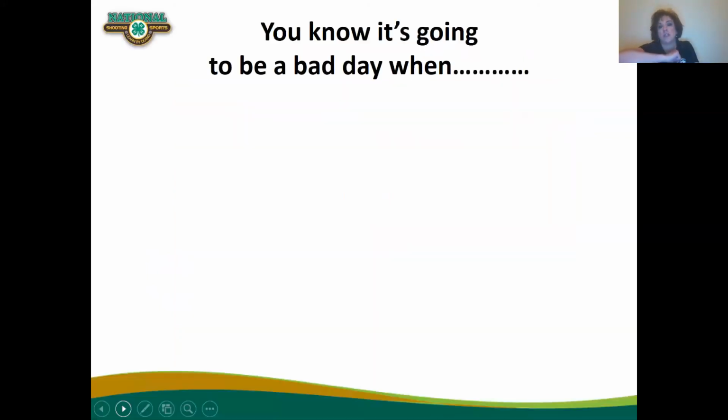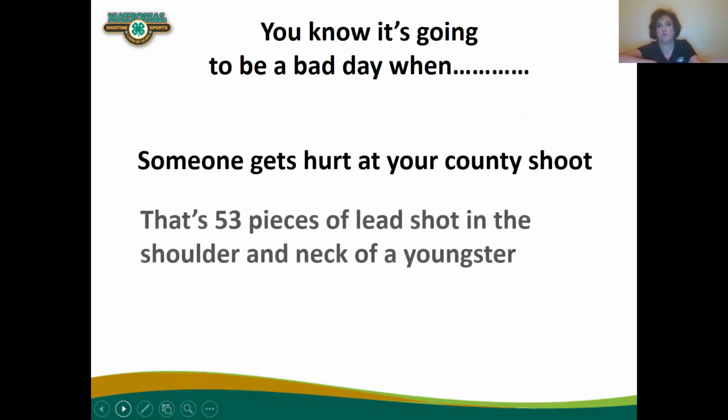So it's going to be a bad day when this happens at your county 4-H shoot. This is a true story that happened on June 5th of 2015 in a state and a county which is going to remain unnamed, and it involved a boy named Cody. Not my Cody, another Cody. It was the result of a county 4-H shoot. It's called 53 lead pellets from a 12-gauge shotgun. 53 lead pellets from a 12-gauge shotgun shell at close range. Not good.